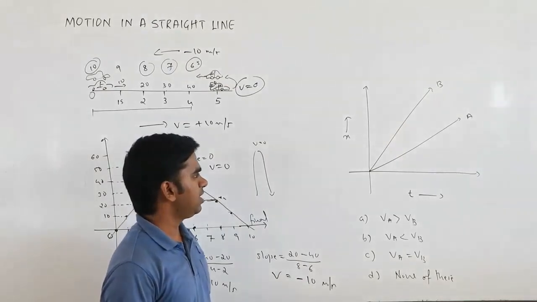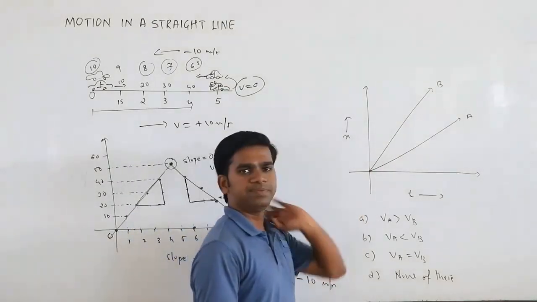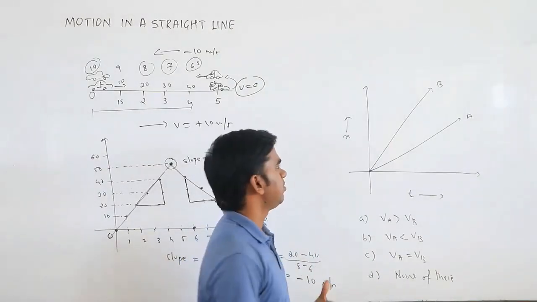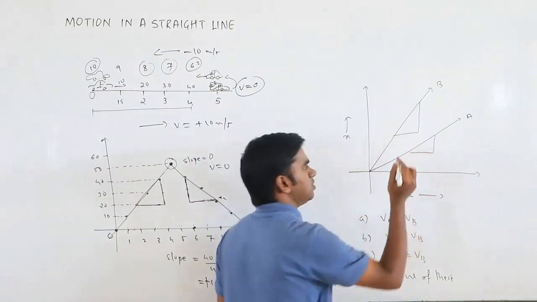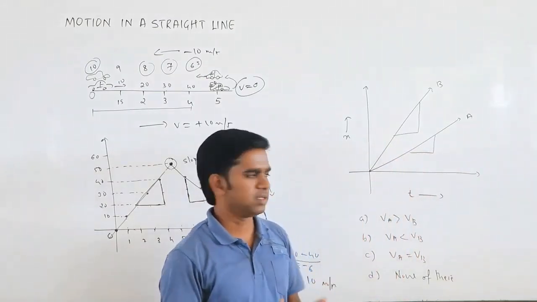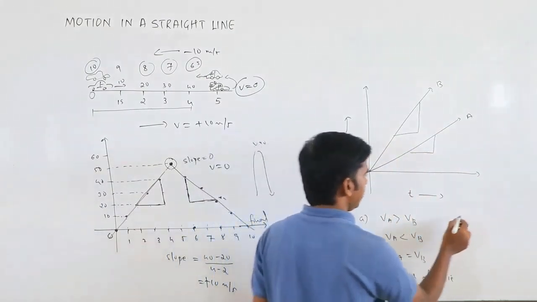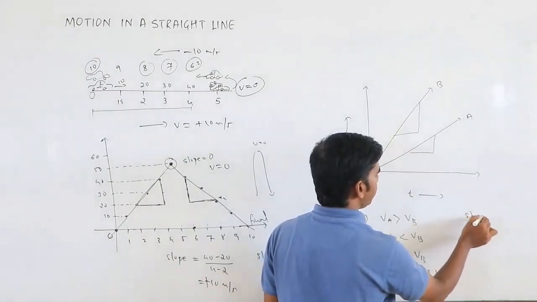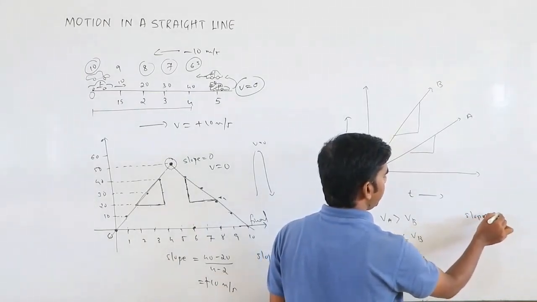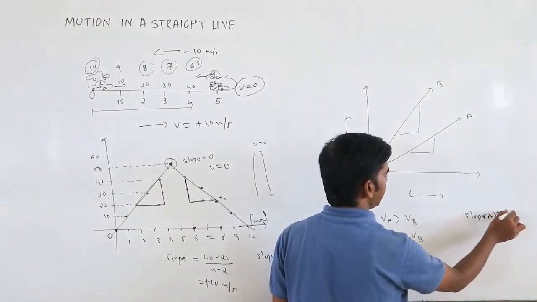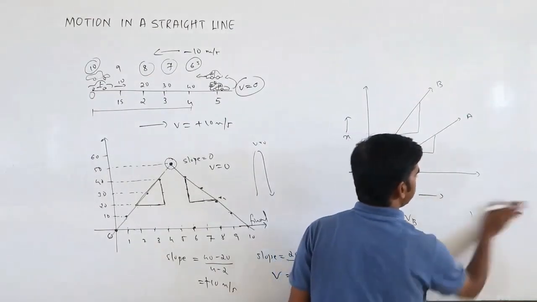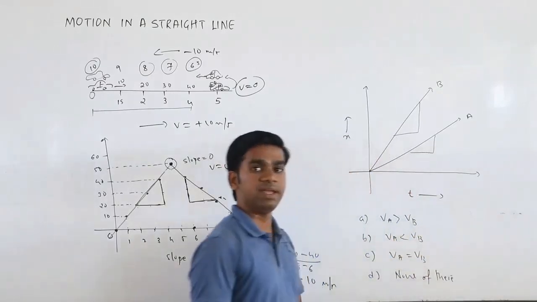If something comes like this, how can we get the velocity of A and B? You may say, sir, we will take the slope over here. Whichever slope is greater, that is going to be the greater velocity. If slope of A is greater, then velocity of A is greater. If slope of B is greater, velocity of B is greater. That is fine.